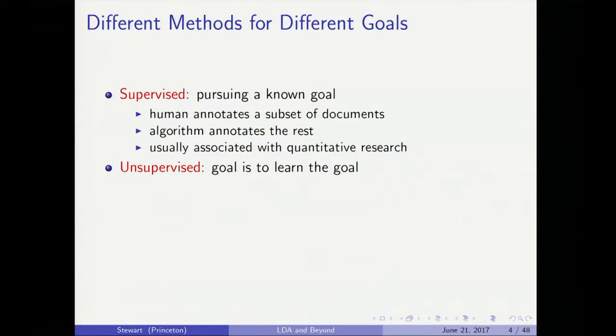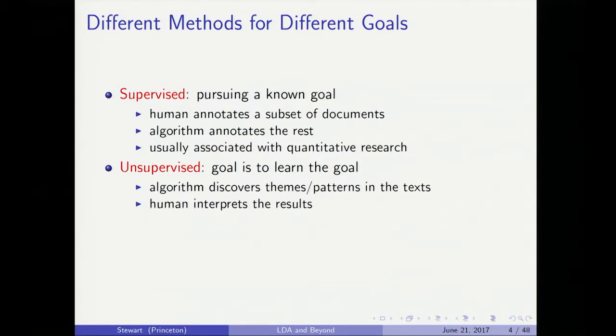In unsupervised learning, the goal is to learn what the goal is. We're going to have an algorithm that's going to come in and discover themes and patterns in the text, things that continually reoccur. And the human effort is going to be in interpreting those results and telling a story with them, figuring out what they measure, what they can capture for us. And we might think about this as something associated with qualitative research, right? Like we might go into the field and we're observing all the things around us, and the human's task is to distill the story from the vast swath of things.